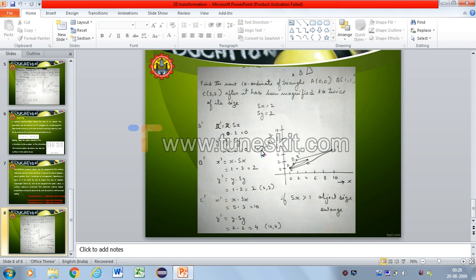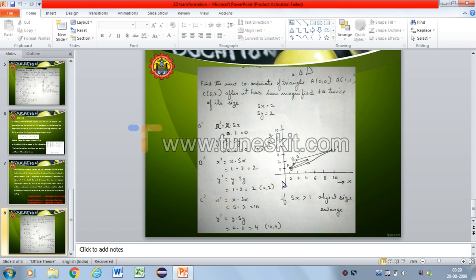Now plot these coordinates. So this is 0, 0, yes, we put it here. A dash, B dash is 2, 2, this is 2 and this is 2, and next is 10, 4, this is 10 and this is 4, put a cross here. Now join A dash, B dash and C dash. Now you see your object has been enlarged. Why is it enlarged? Because your scaling factor is greater than 1, so the object size will be enlarged.